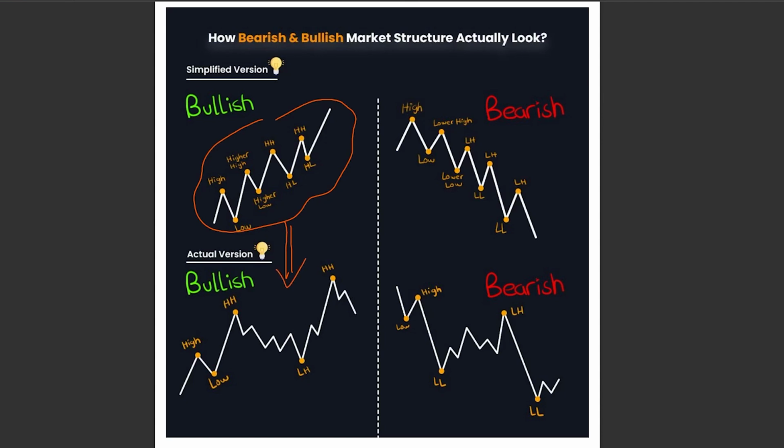A bullish market structure will have much internal structure between the higher high and the higher low, and then it will move forward for another higher high. Similarly, the bearish structure will have some internal structure going on between the lower low and the lower high, and then it will create another leg downwards to create a lower low.